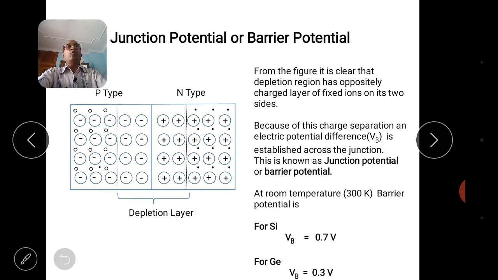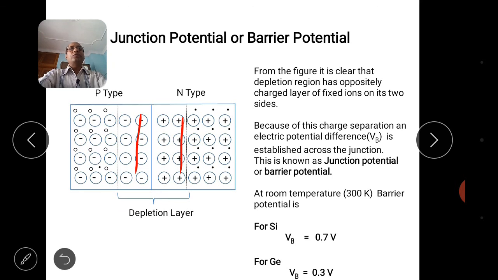Now, junction potential or barrier potential. Now we will study the junction potential or barrier potential. From the figure it is clear that the depletion region has oppositely charged layers of fixed ions on its two sides as shown in the figure. Because of this charge separation, an electric potential difference VB is established across the junction.